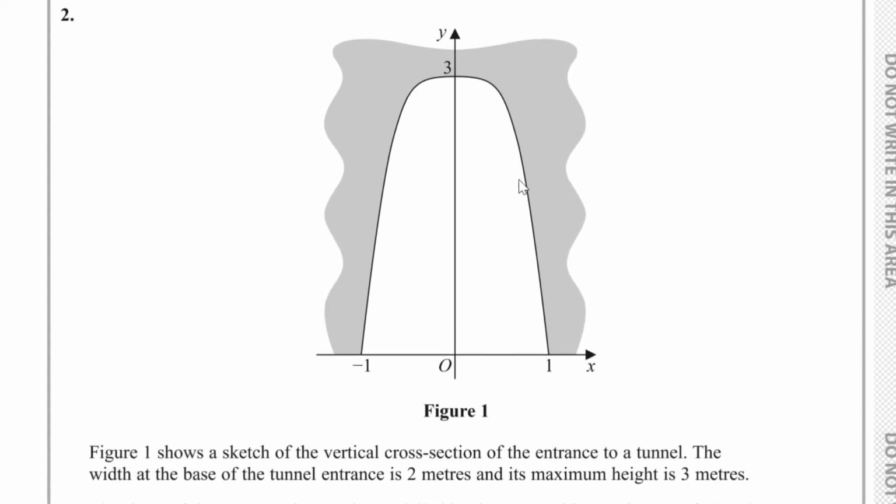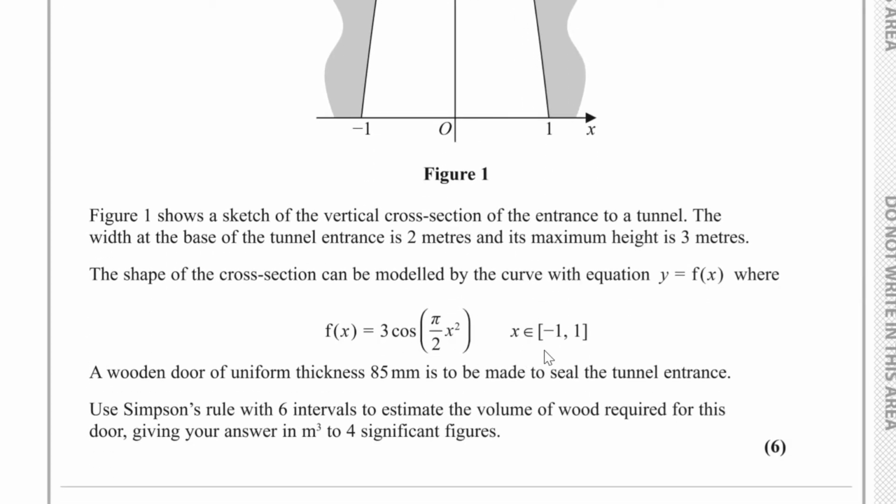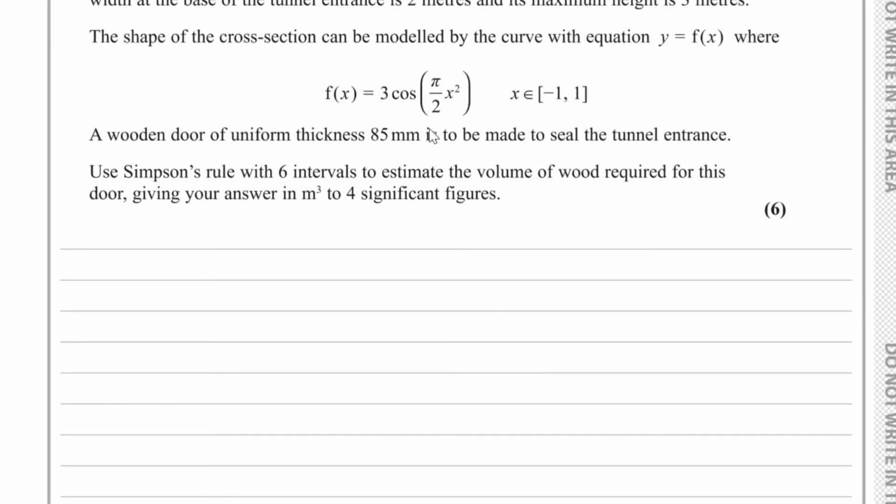Well, over here we can use integration to find out the area of this cross section. Of course, we'd have to integrate f of x in between -1 and 1, and then we can multiply that area by 85 mm to find the volume of wood required. And for us to find out the integral of f of x between -1 and 1, as we were told in the question, we'd have to use Simpson's rule.